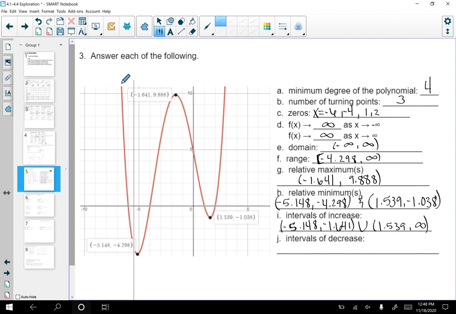Intervals of decreasing, I see my graph is decreasing right here, as well as here, right? So this is -infinity to -5.148. Again, the union, -1.641 to 1.539.